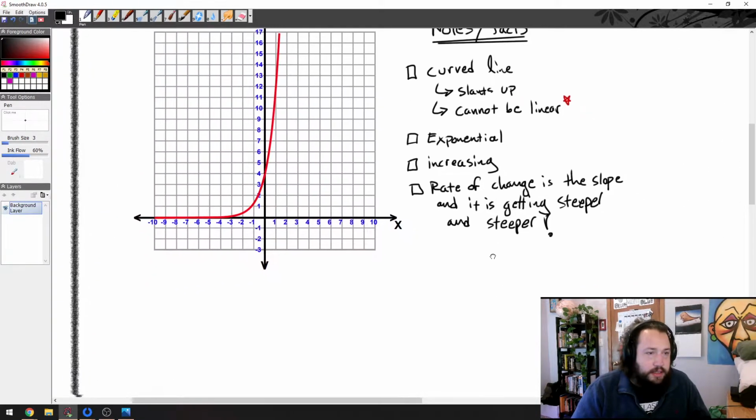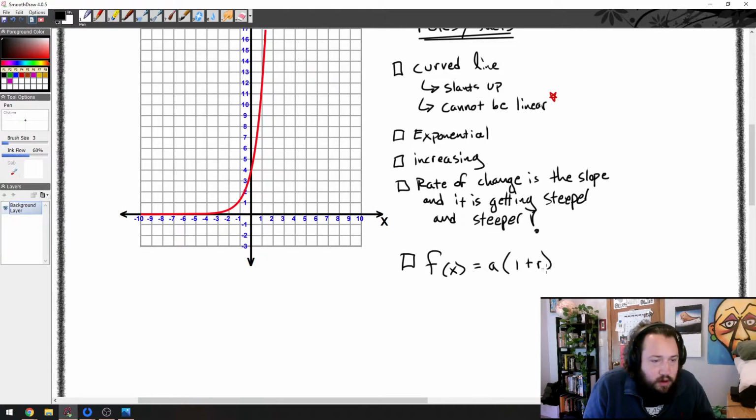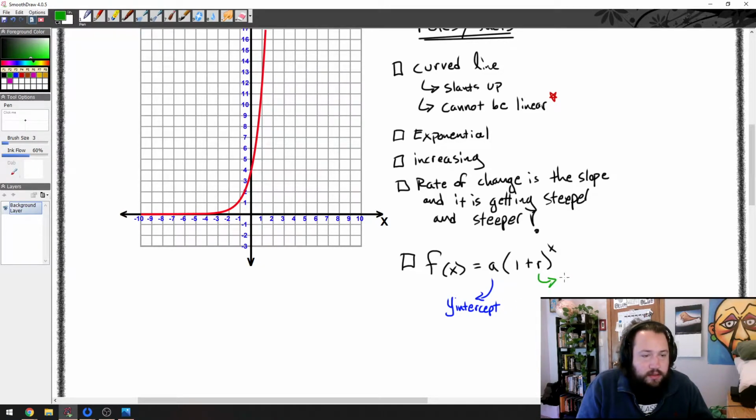A couple things I also know here. The parent function for an exponential function goes like this. F of x equals a times (1 plus r) raised to the x. And we know a couple facts about this. This a is my y-intercept. And this r is my percent growth.